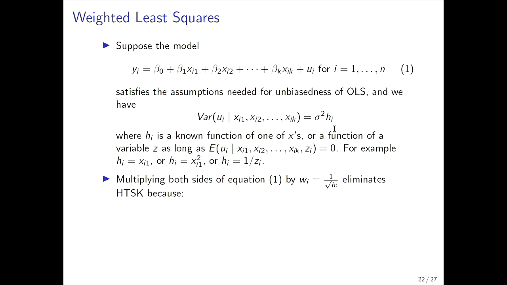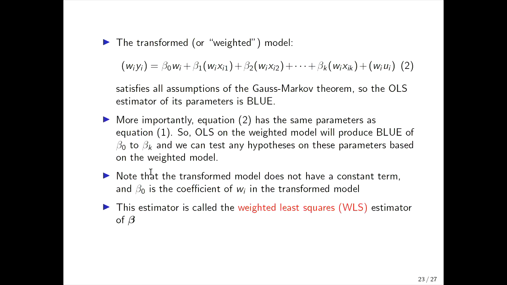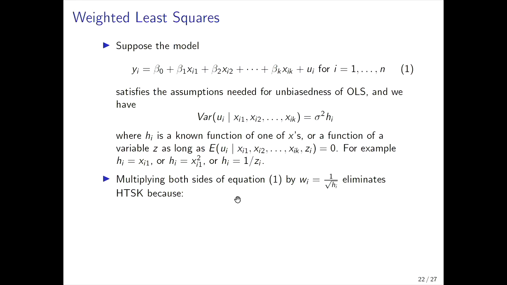So you have to specify how h_i is determined. I'll give you a heads up now: this is the problem with feasible GLS. You can see here that I, the researcher, am going to make an absolutely heroic assumption. I'm going to assume that the variance of u_i is sigma squared times this variable, h_i. For example, I might say the variance of u_i is sigma squared times x_i1. So I'm now making a very strong assumption about what's generating the heteroskedasticity in my model. This assumes that I know a great deal about the behavior of the error term.